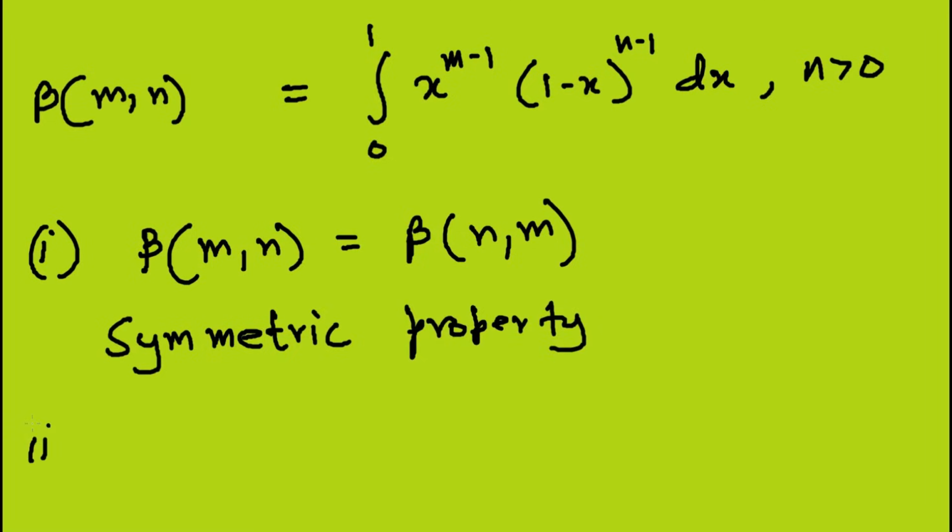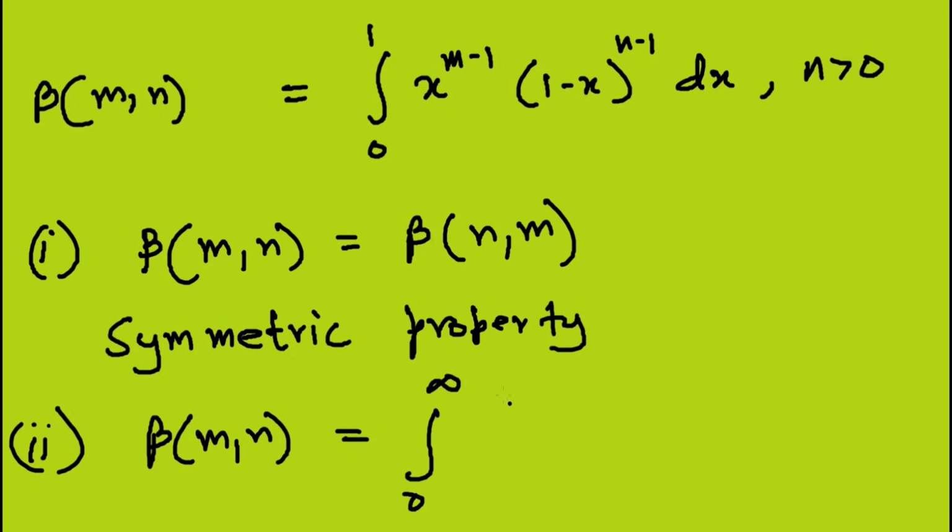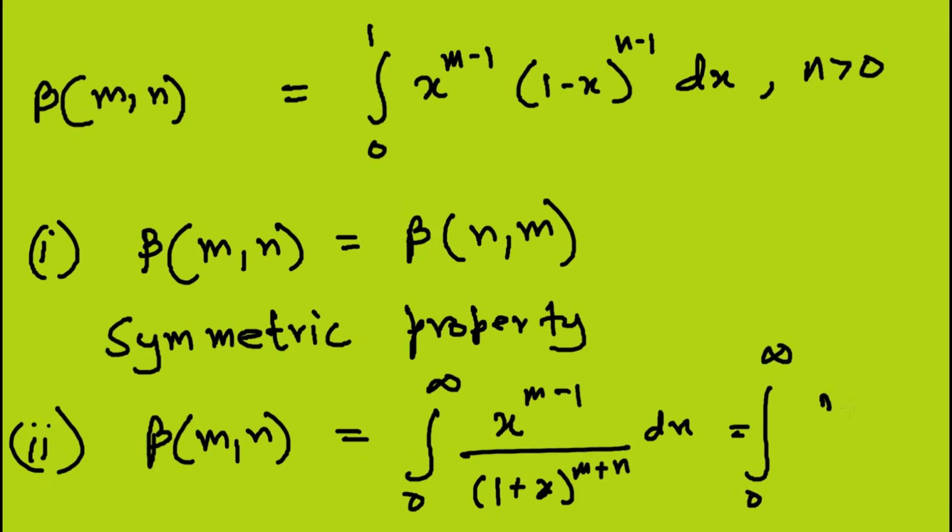So the next important property is the beta function, that is beta m comma n. This can also be written as integral 0 to infinity x power m minus 1 divided by 1 plus x power m plus n dx. This is another way of writing beta m comma n, which is further equal to integral 0 to infinity x power n minus 1 divided by 1 plus x whole power m plus n dx. This is another way of writing beta m comma n.